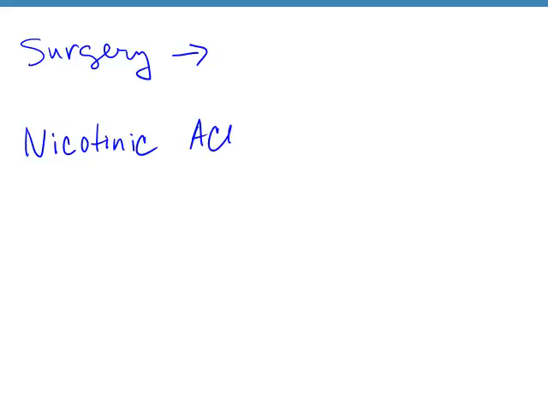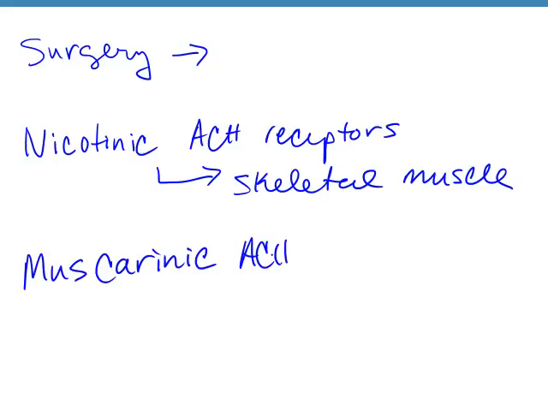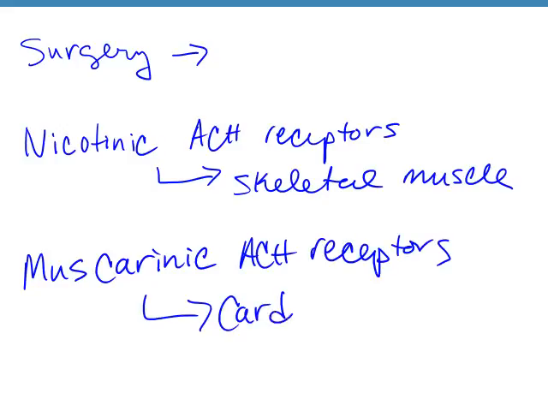So I want to talk about surgery and why you should care about these different receptor types. So we have the nicotinic acetylcholine receptors, and basically you would find those receptors on skeletal muscle. Then we talked about the muscarinic acetylcholine receptors, and we said we find those in cardiac and smooth muscle.